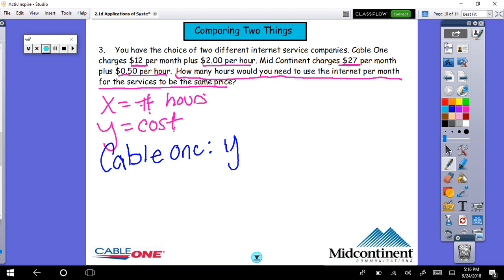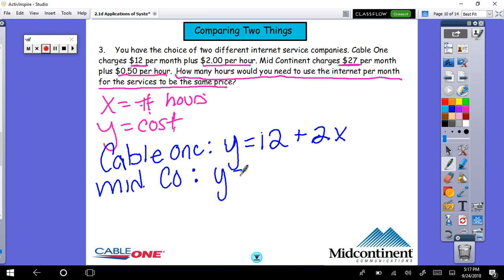Cable One's cost equals $12 per month, so that's a flat fee, plus they charge $2 for each additional hour that you're on the internet, so $2 for each hour. For Midco, their cost is $27 per month, but then they only charge 50 cents per each additional hour. And the question says, how many hours until they are the same price? So when are they equal? When are the costs equal?